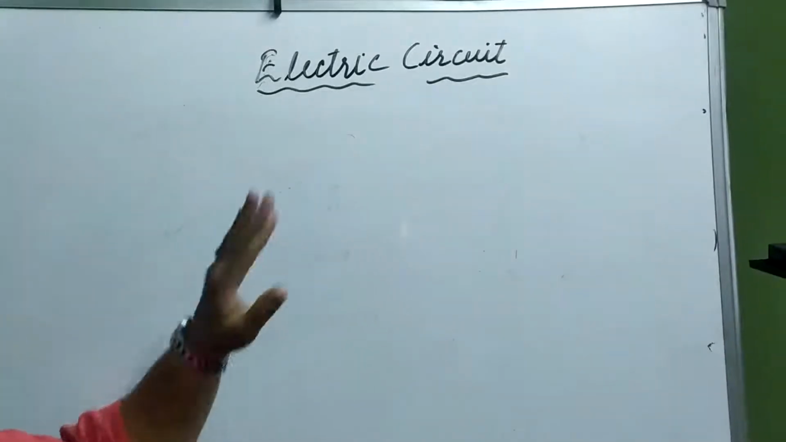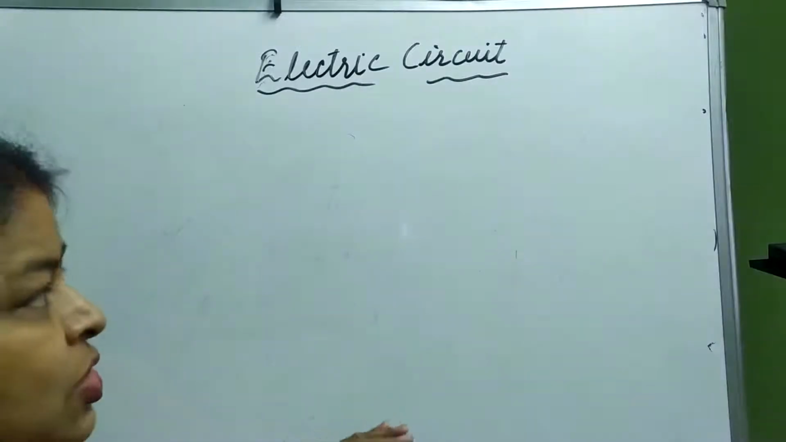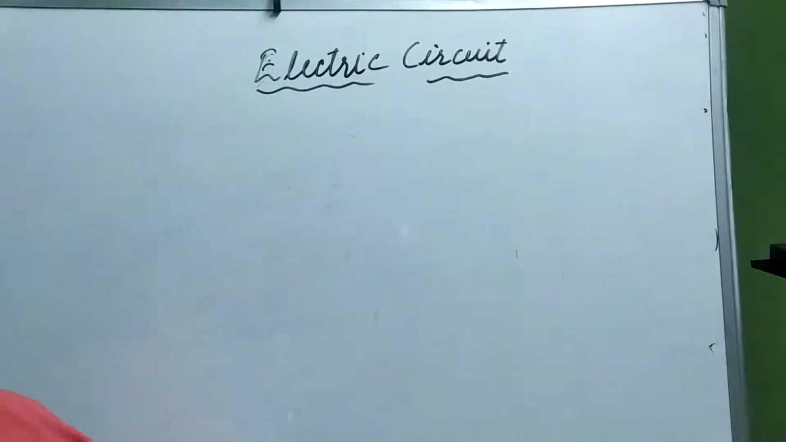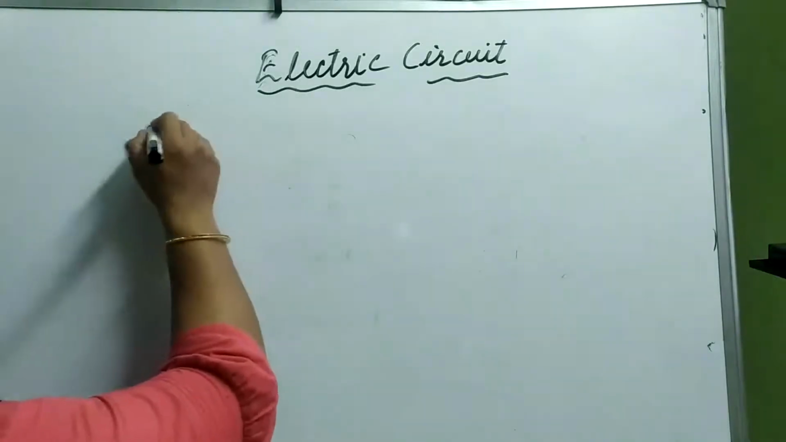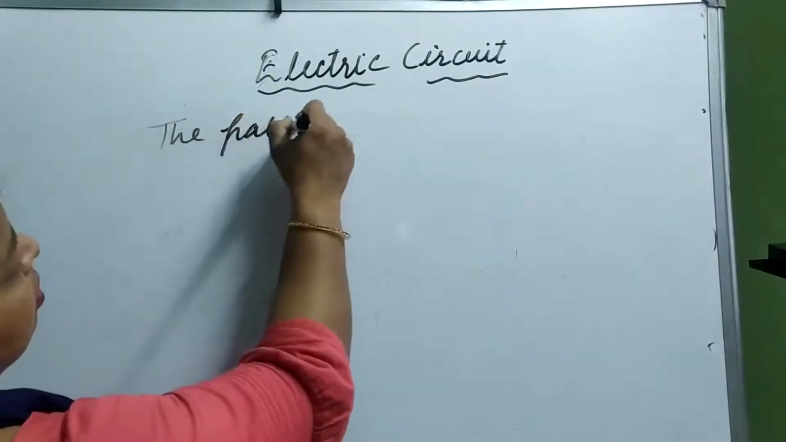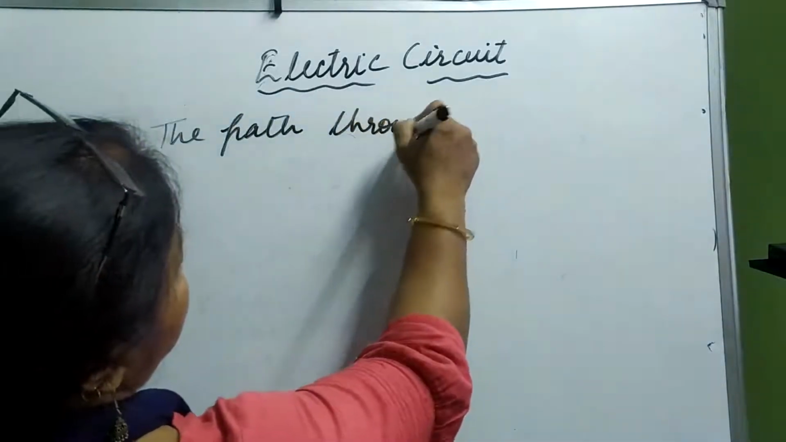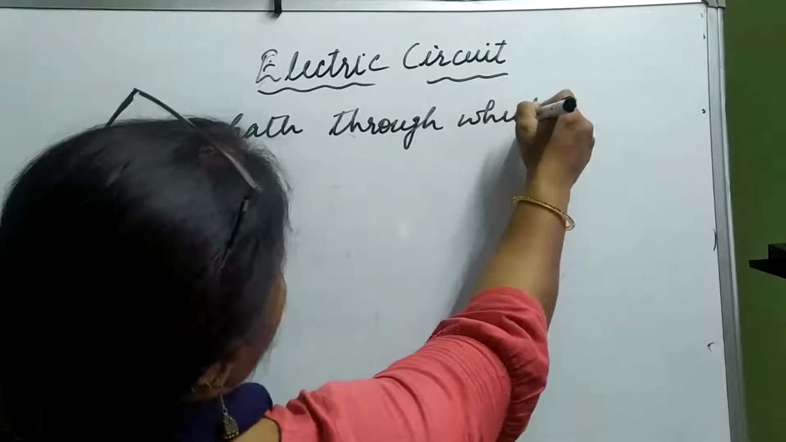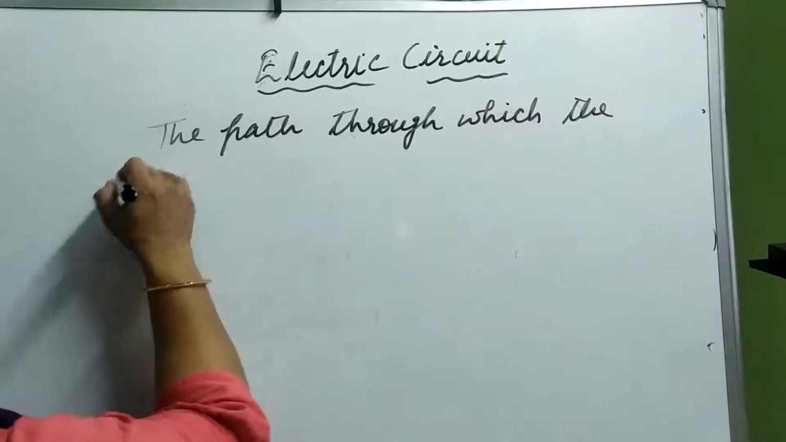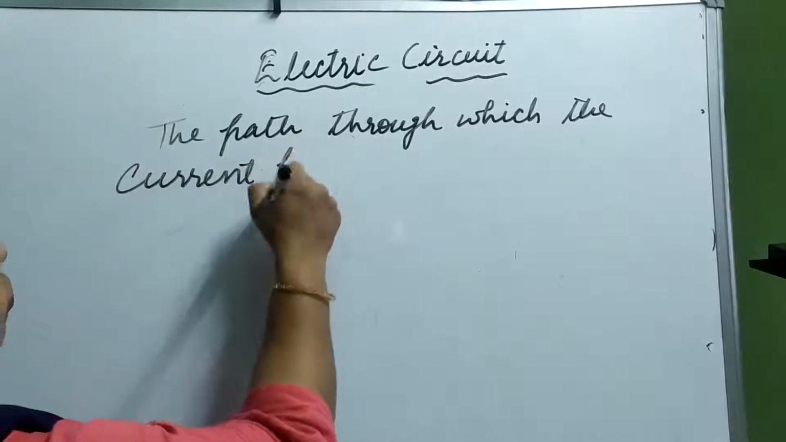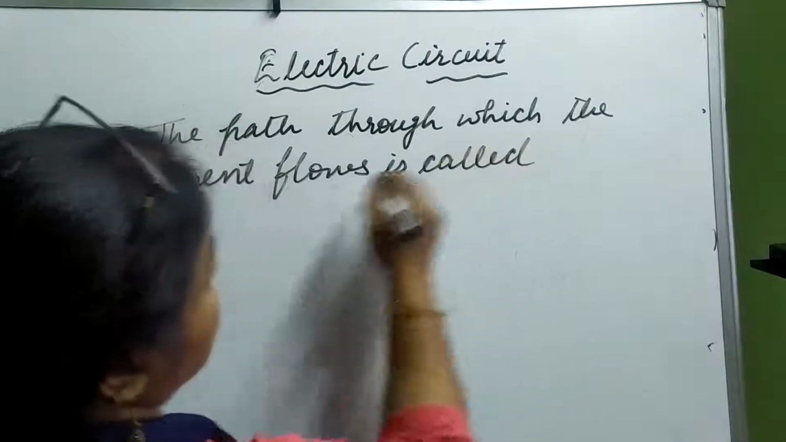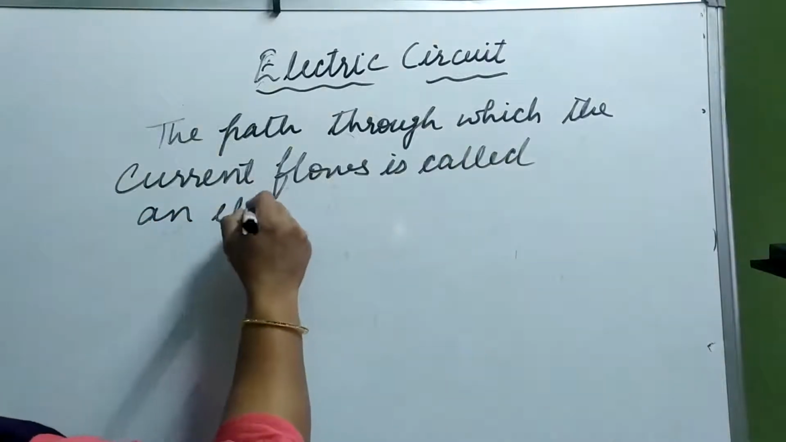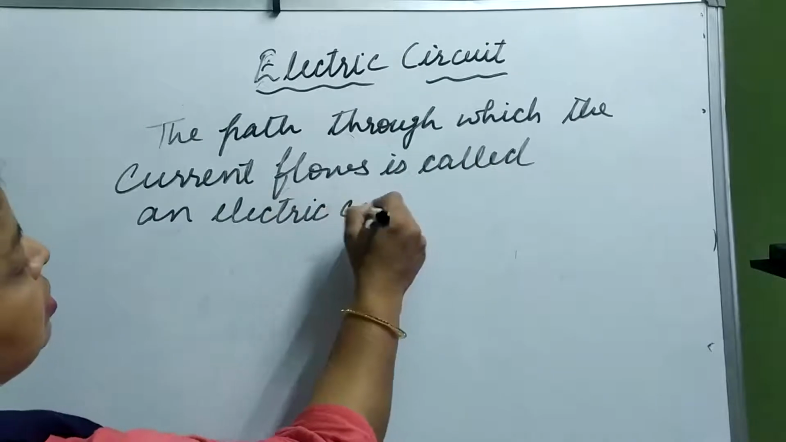See, there is some path through which the current flows. We are talking about that path only, and that is known as electric circuit. So what is electric circuit? The path through which the current flows is called an electric circuit.